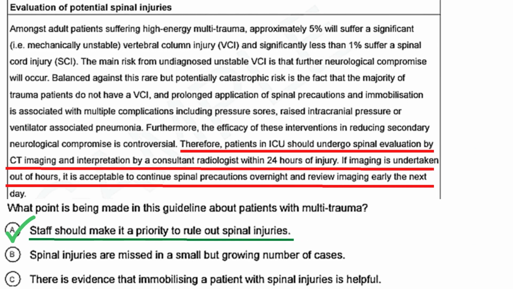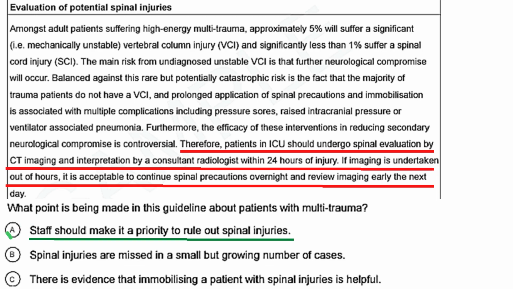The question is, what point is made in these guidelines? From the paragraph, you can read that it is mentioned that, amongst adult patients suffering high-energy multi-trauma, approximately 5% will suffer a significant vertebral column injury and significantly less suffer a spinal cord injury. Then the paragraph mentions the risk associated with undiagnosed vertebral column injury.